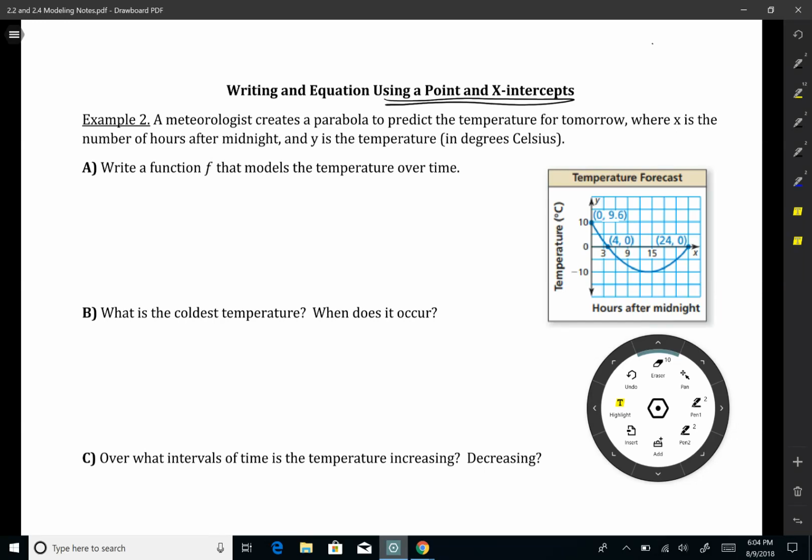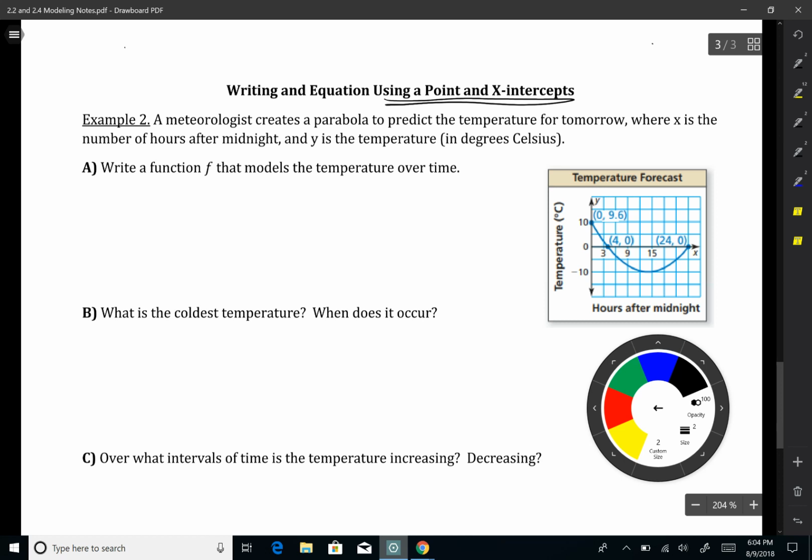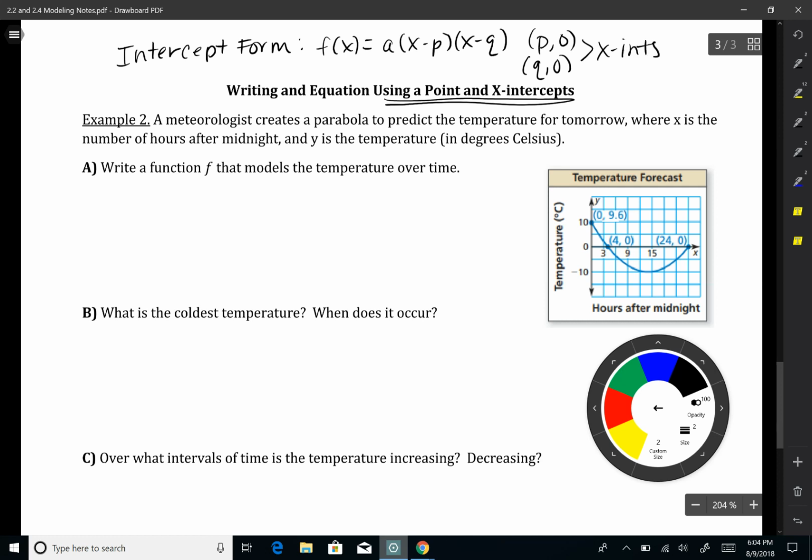Okay, we're back with our last example, which is writing an equation using a point and x-intercepts. And I mentioned in the previous video that when we're given x-intercepts, we're going to write our equation in intercept form. And the other one, we were given the vertex, so we use vertex form. So let's just review what intercept form is. f(x) = a(x - p)(x - q). And remember, that's where the points (p, 0) and (q, 0) are your x-intercepts.